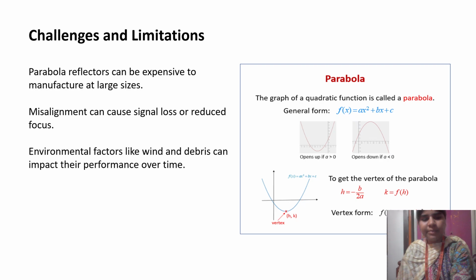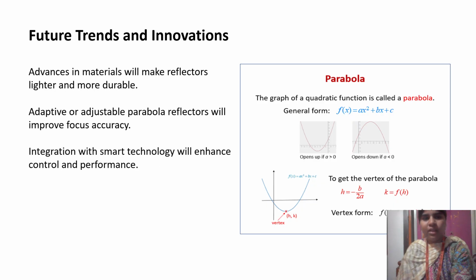What are the challenges and limitations? Parabola reflectors can be expensive to manufacture at large sizes. Misalignment can cause signal loss or reduce focus. Environmental factors like wind and debris can impact their performance over time. These are some of the challenges and limitations.